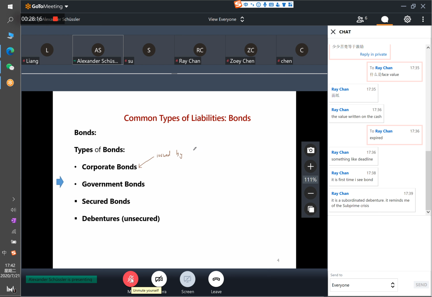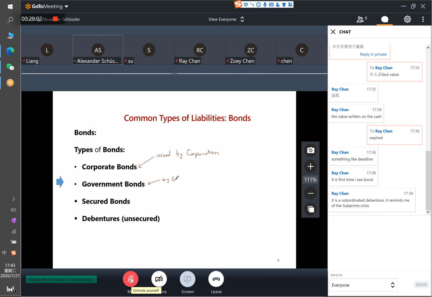What is government bonds? Exactly. Yeah, issued by governments. What do you think is safer? If you want to buy a bond, which of those bonds is safer and which of those bonds is more risky, if you are the buyer or the holder of the bond? Yeah, government is safer. Government is safer. Issued by government.